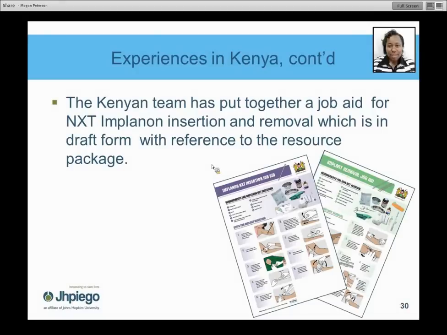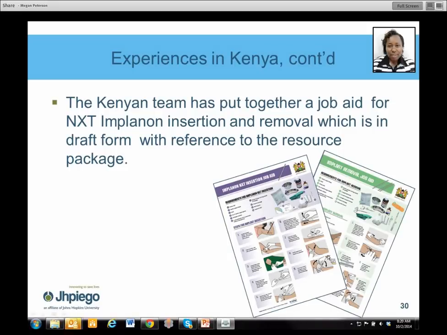The Kenyan team also put together a job aid on Implanon NXT implant insertion and implant removal. For the removal, it caters for both the 1 and the 2 rods, which is in draft form for now, and we're looking forward to it being finalized after review by all the stakeholders. So also give us your comments as we look at it.